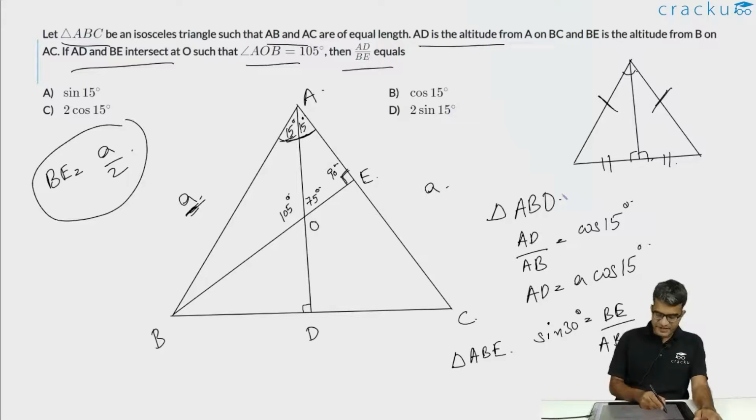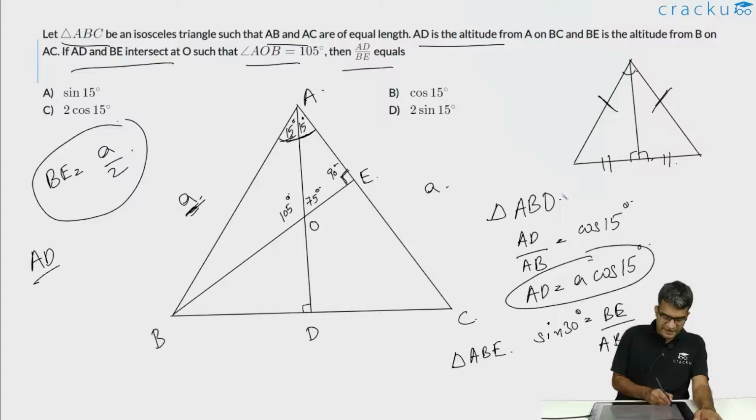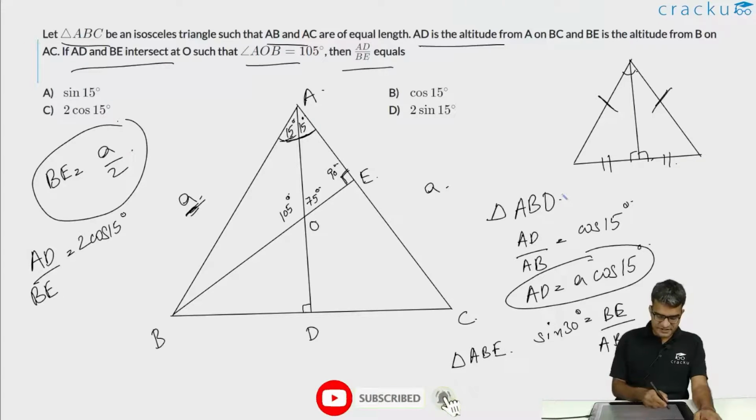This is the value of BE, this is the value of AD. Therefore, the ratio of AD divided by BE is equal to 2 times cos 15 degrees. So the answer for this question is option C.